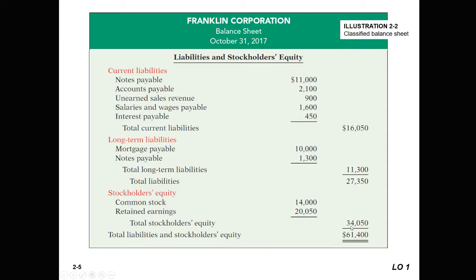You'll notice that that is equal to the total liabilities and stockholders' equity. Just as a quick reminder, the accounting equation is assets equals liabilities plus stockholders' equity, and the balance sheet is a representation of that information. Here we have our current liabilities, notes payable, accounts payable, unearned sales revenue, and some others totaling $16,050. The long-term liabilities totaling $11,300 for total liabilities of $27,350. Now, we'll get into these a little bit more, and we'll talk some more about accounts receivable, accounts payable, notes receivable, notes payable.